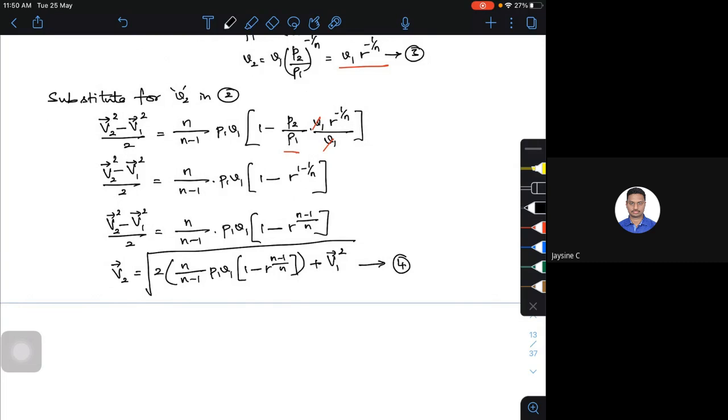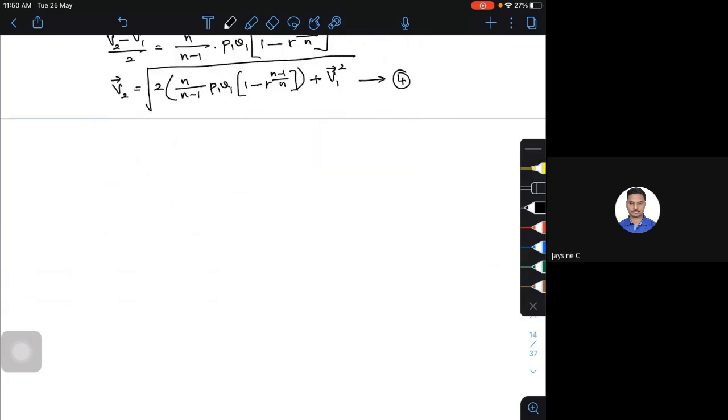Now, if I try to substitute this velocity in my mass flow rate equation, what is my mass flow rate?